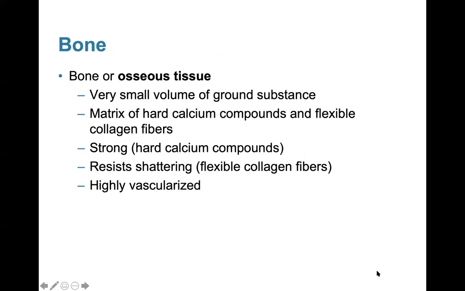Bone, or osseous tissue. Here you have a very small volume of ground substance. The matrix is made of hard calcium compounds and flexible collagen fibers. It's very strong. It resists shattering. It's highly vascularized.